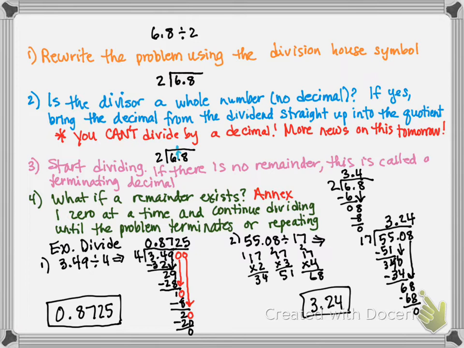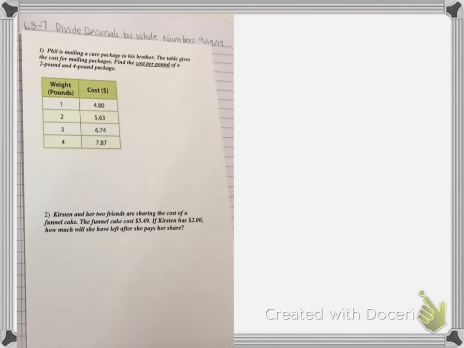Okay, so now on the second page, we're going to do 2 word problems. All right, presto, here we are. So we've got 2 word problems. Let's start with the first one. Phil is emailing a care package to his brother. The table gives the cost for mailing packages. Find the cost per pound of a 2-pound and 4-pound package.